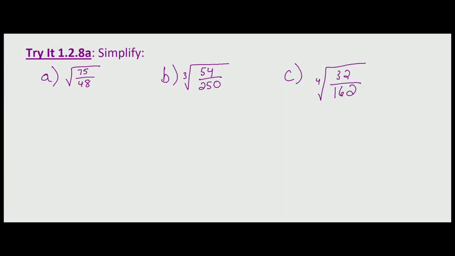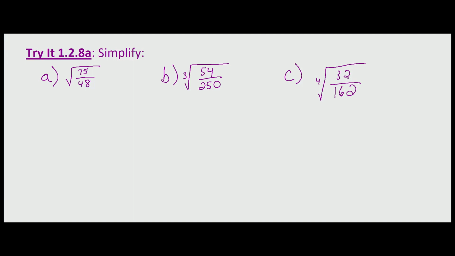So now we're simplifying radicals using the quotient rule, or in other words, we're simplifying radicals that involve a quotient, a fraction in this case, if you want to look at it that way. Our first problem we have is part A, the square root of 75 over 48. Now again, we're looking for perfect squares because we're taking the square root.